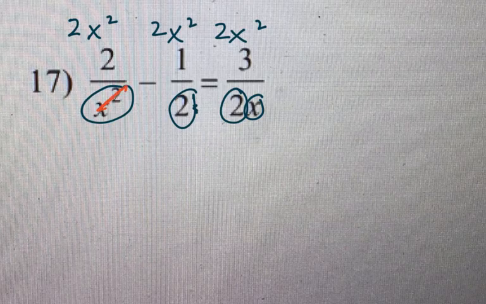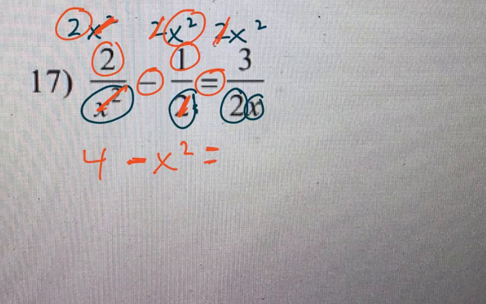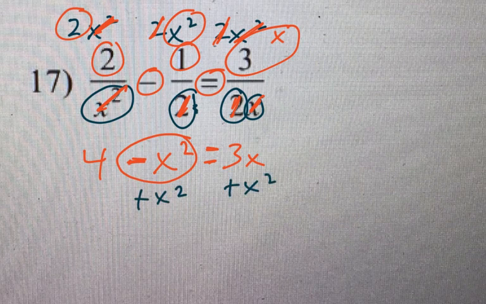Let's see what happens. The x squareds cancel. 2 times 2 is 4. Minus, here the 2's cancel. I'm left with x squared times 1, which is x squared, equals, here the 2 and the x with the x squared cancel the x, so 3 times x is 3x. Now remember, we got to get it equal to 0. And one trick I want you to learn is, see how the x squared is negative here? So I'm going to add x squared to make it a positive x squared, and I'm going to minus 4 as well. So I just made the left side equal to 0.